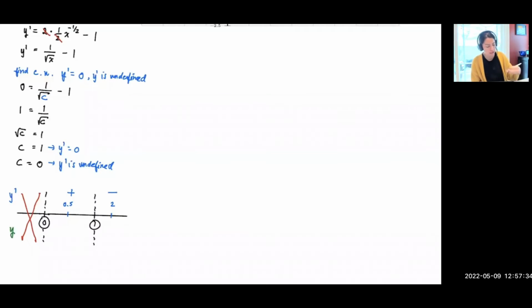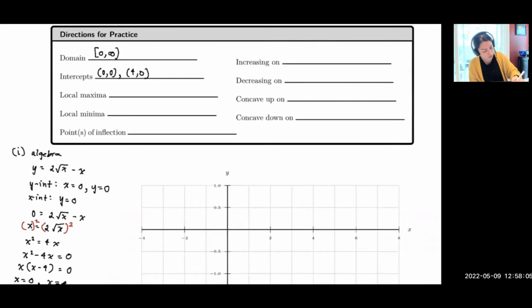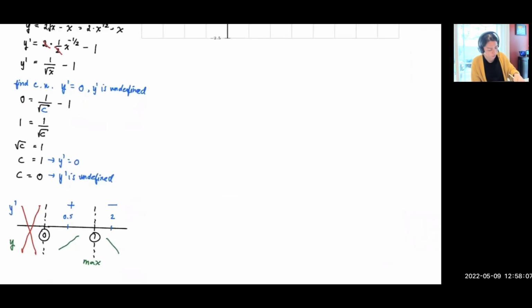What does this mean to the original function? The original function is increasing to the left, in between 0 and 1, and decreasing on the right of 1. So this means at 1, we have a local maximum. All right, so we have all that first derivative stuff. Notice we don't have any local minimum, and we only have a local max, and we have increasing and decreasing intervals. So we have a local max at 1.